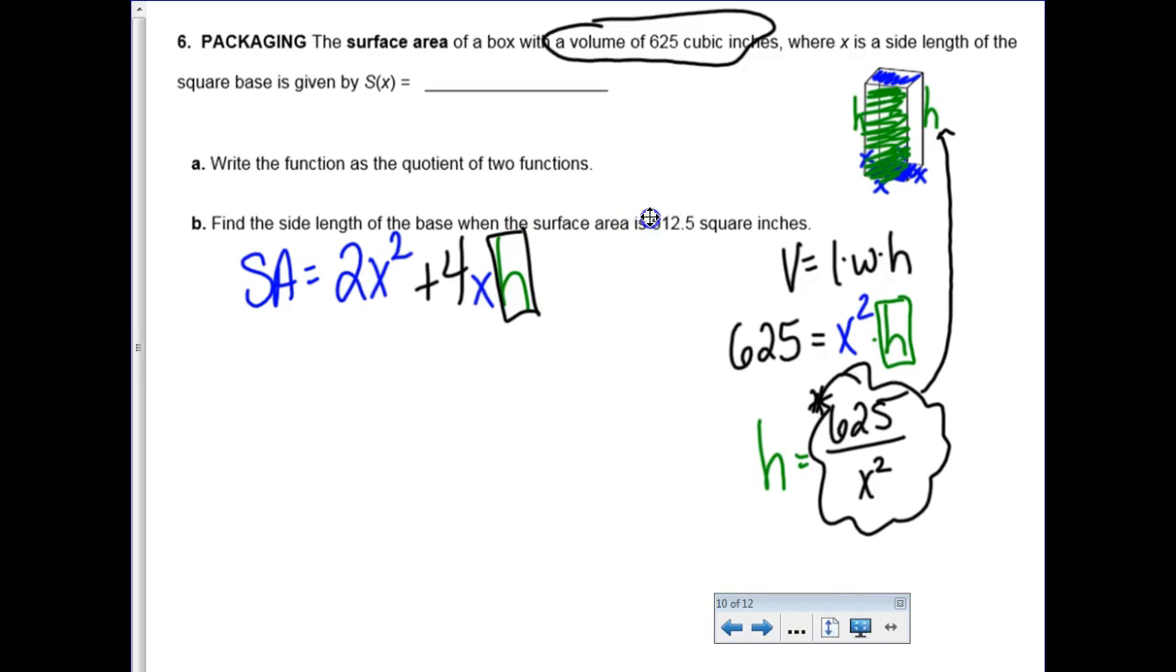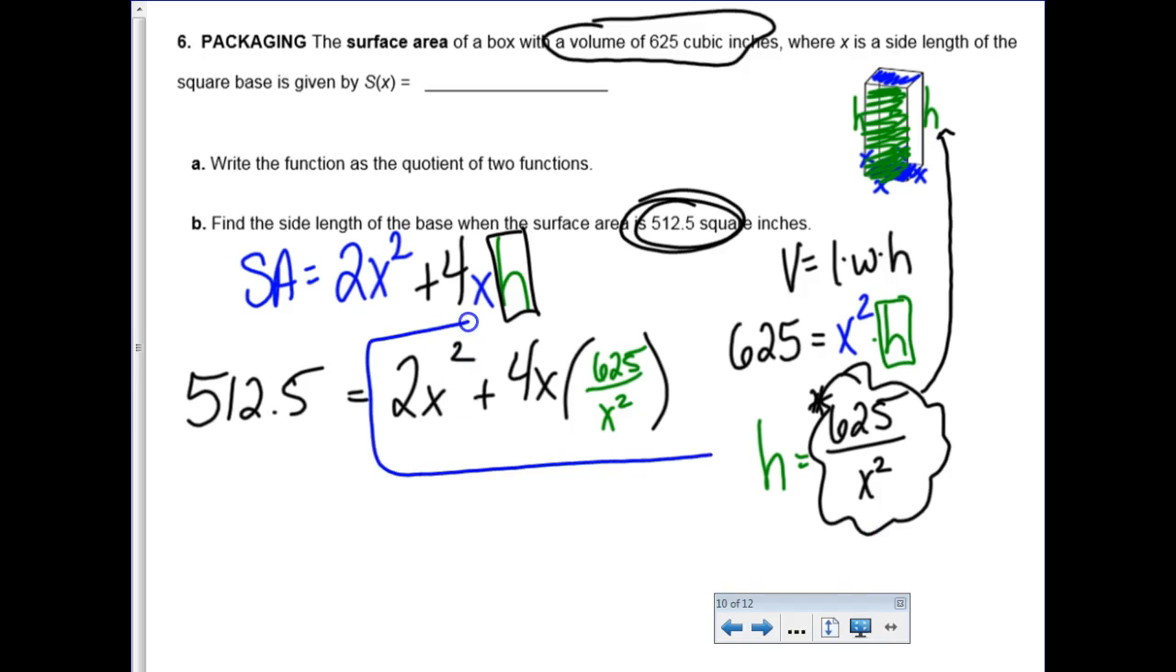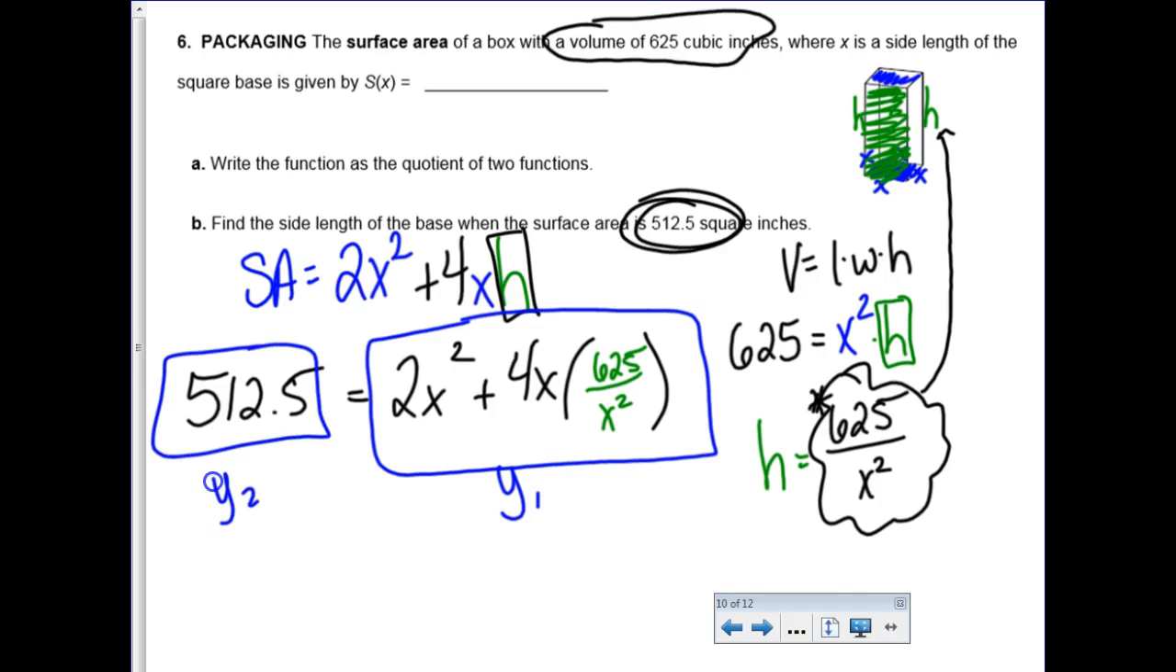So get this guy out of there. And then there's one more clue. It says your surface area is supposed to be 512.5. Okay. So 512.5 equals 2x squared plus 4x times, and we're not using h anymore, we're using 625 over x squared. Now this is what I love about my calculator. Calculator does not care how ugly you just typed. It can handle it. So what we're going to do next, we're going to type all this baby into y1 and all this baby into y2.